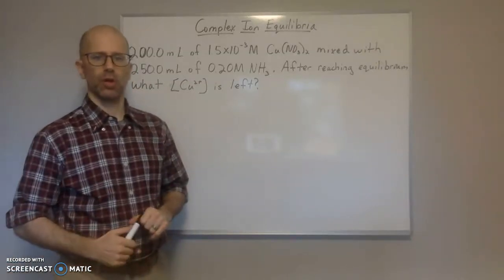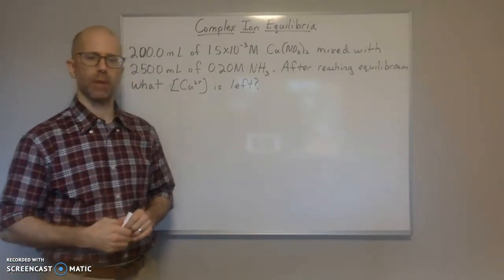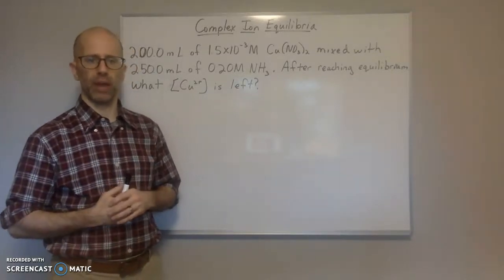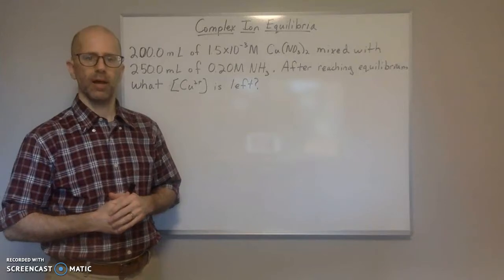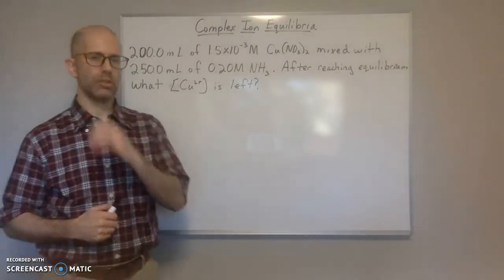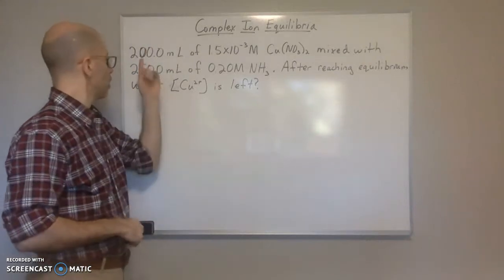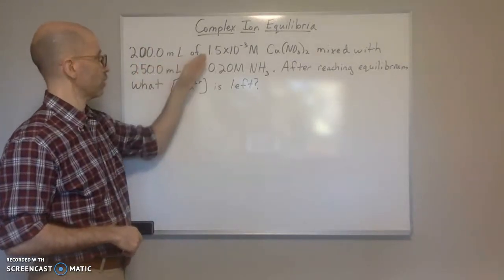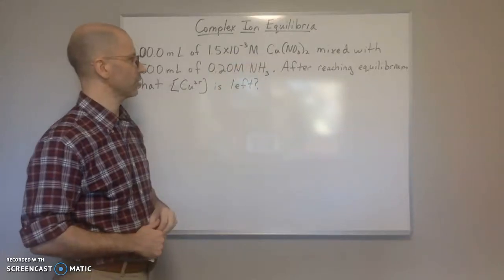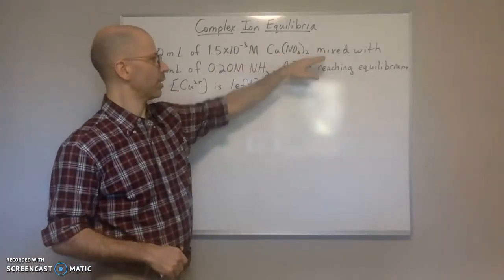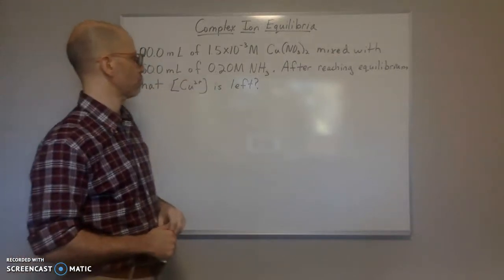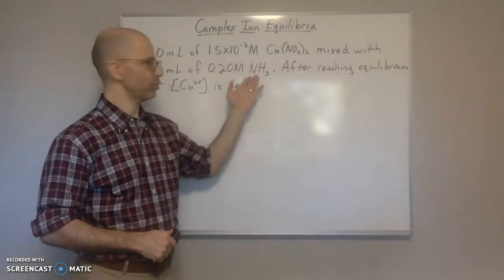My name is Mr. Cobalt, and in this video we're going to talk about complex ion equilibria, and I'm going to go through an example of a problem dealing with the formation of complex ions. So here in this problem we're given 200 milliliters of a 1.5 times 10 negative 4 molar solution of calcium nitrate. And we're going to mix that with 250 milliliters of a 0.20 molar ammonium solution.